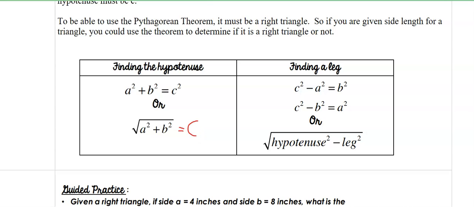For finding a leg, again, it doesn't matter if you name it a or b, we would have c squared minus a squared is equal to b squared, which is the same thing if we're solving for a: c squared minus b squared is equal to a squared. Or we would have the square root of the hypotenuse squared minus the leg squared. That would be equal to our missing side length.